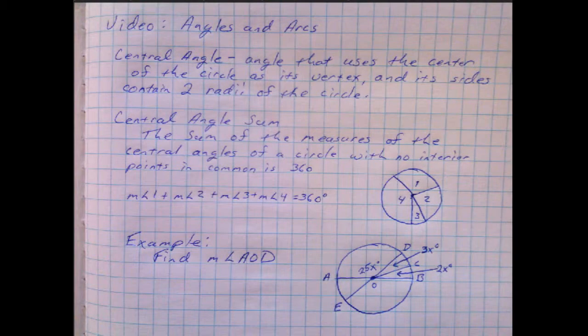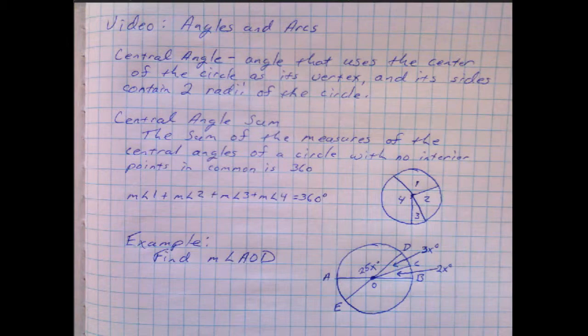Welcome back. So today we're going to be talking about angles and arcs. So we're starting out with some vocabulary. So we have a central angle. A central angle just means that that angle uses the center of the circle as its vertex and the sides are the radii of the circle.